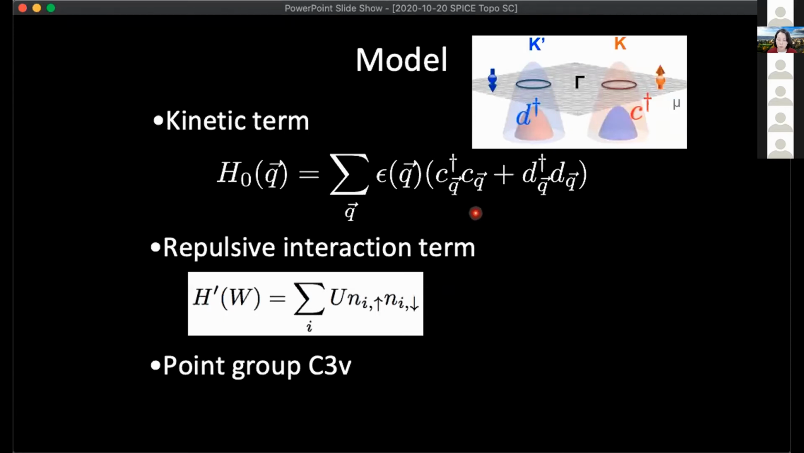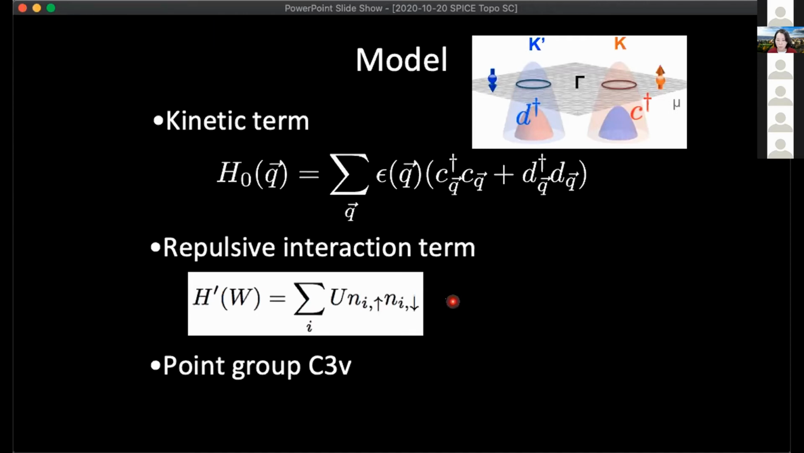Now, to pursue this idea, we considered a model that just consists of the hole Fermi pockets. So we have one spin up pocket and one spin down pocket for the two valleys. And we considered purely repulsive interaction-driven pairing.